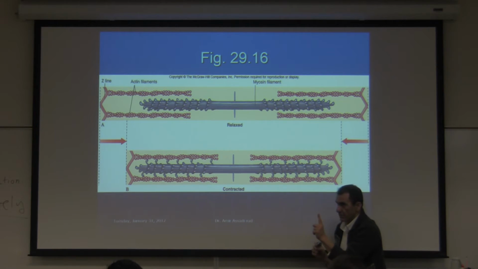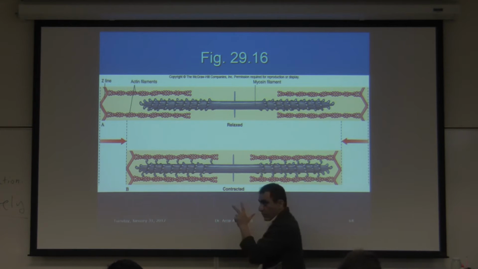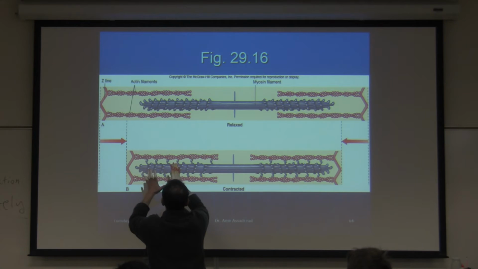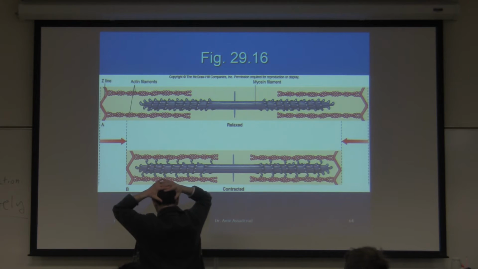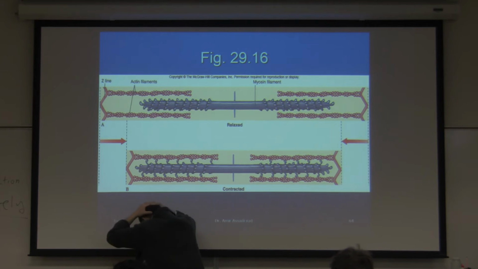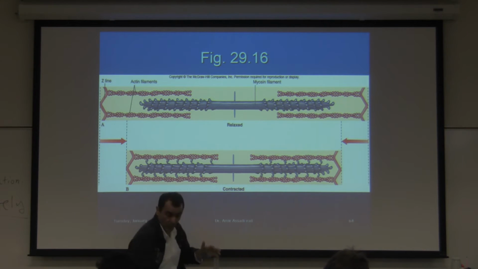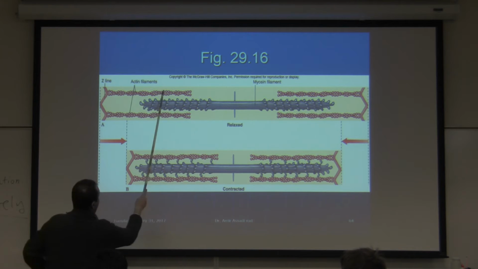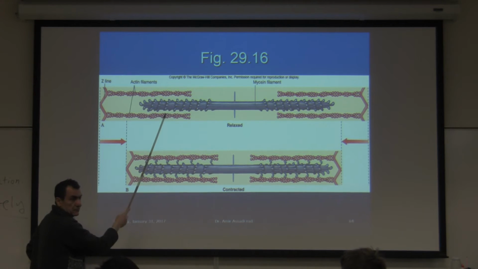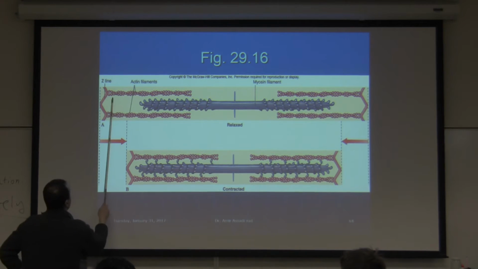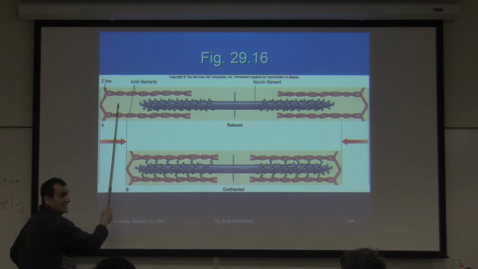Am I making some sense so far? You're going to go forward question by question. Now, what is the A band? Look at your notes. Make me proud. Where you have both what? Actin and myosin. And what is the I band? Where you have only actin. Am I making some sense a little bit?